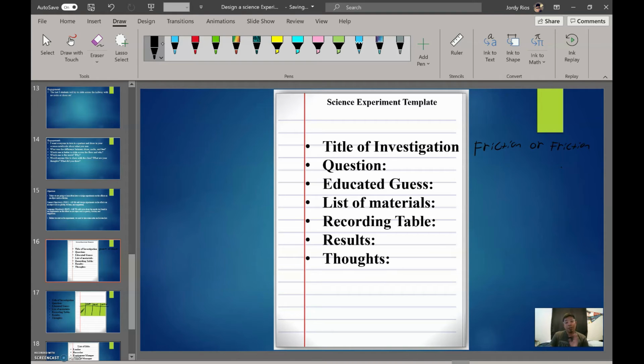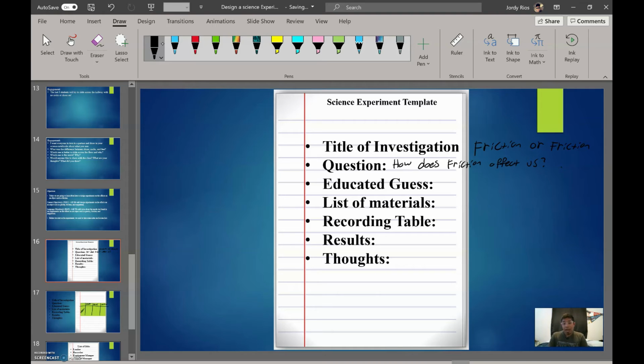Okay, then you're gonna pose a question about your investigation. Okay, how does friction affect us? Okay, that's your question. How does friction affect us?